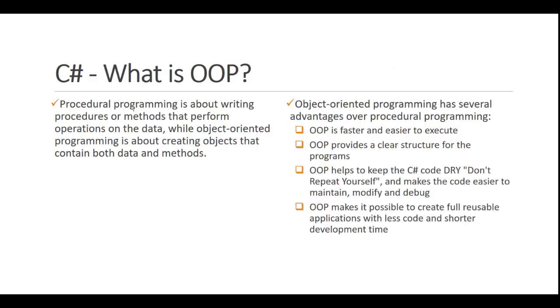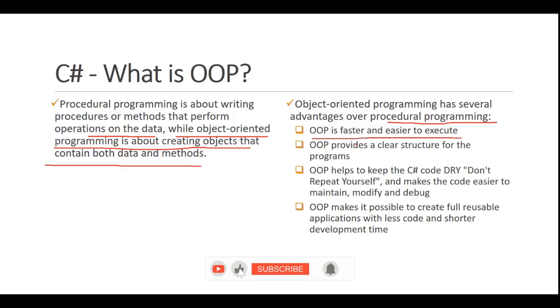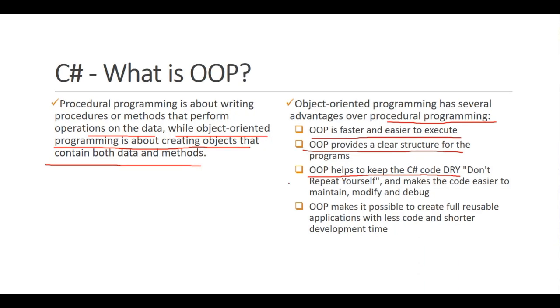Procedural programming is about writing procedures or methods that perform operations on the data, while object-oriented programming is about creating objects that contain both data and methods. Object-oriented programming has several advantages over procedural programming. OOP is faster and easier to execute. OOP provides a clear structure for the programs, and OOP helps to keep the C# code DRY, which is also a concept of clean code: Don't Repeat Yourself. It also makes the code easier to maintain, modify, and debug.